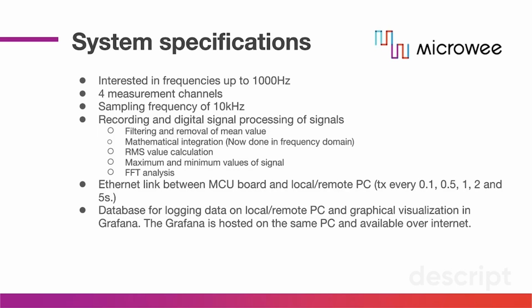Here are listed a few of the steps in the DSP signal chain. We also have an Ethernet link running between the MCU board and the local or remote PC with configurable transmission times. We can transmit every 0.1, 0.5, and up to 5 seconds. Additionally, we also have a database for storing the data on the PC, and for graphical visualization, we are going to use Grafana. Grafana is hosted on the same PC and should be available over the internet.